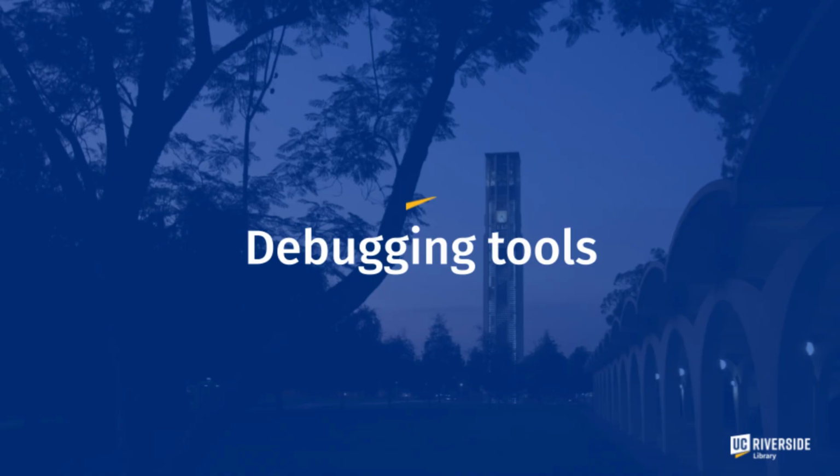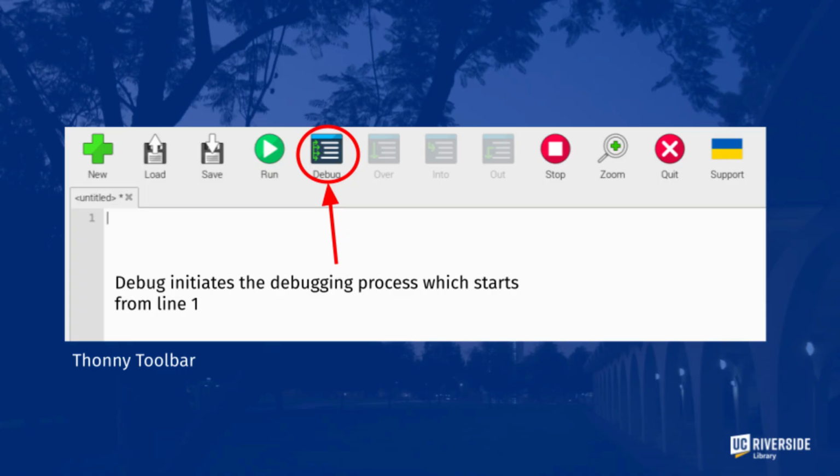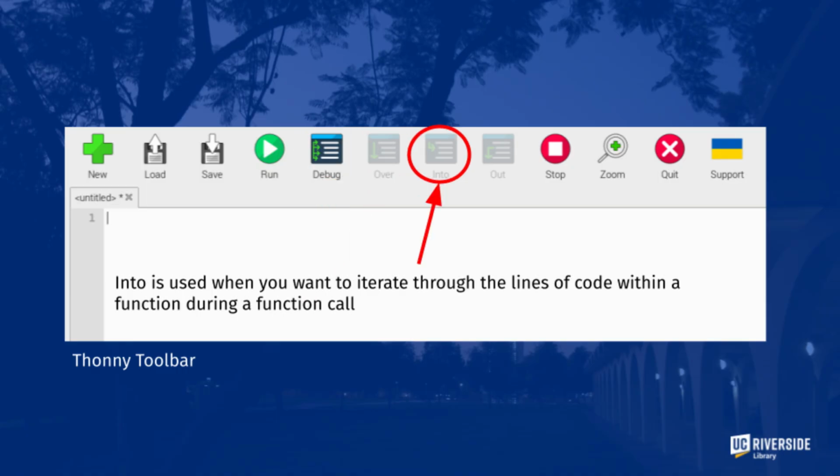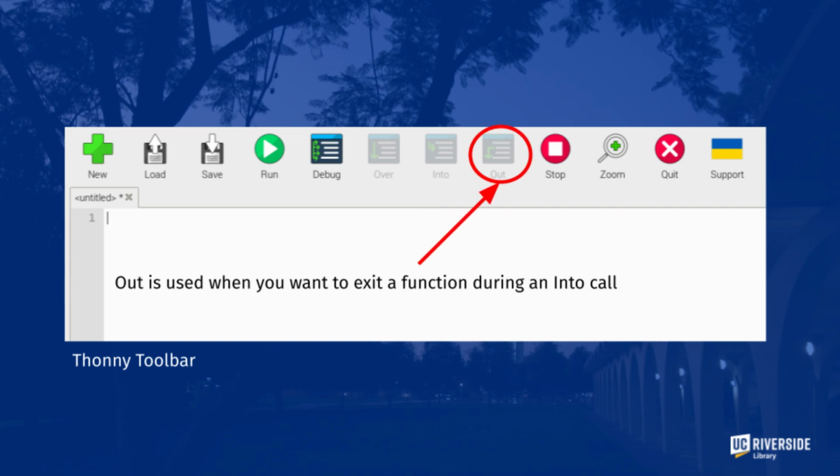Furthermore, there are also debugging tools when you have a larger amount of code. Debug initiates the debugging process, which starts from line 1. Over iterates to the next line of code. Into is used when you want to iterate through the lines of code within a function during a function call. Note that if you are just using the over tool when calling a function in your code, it will run the line, but it will not enter the lines during the call. And finally, out is used when you want to exit a function during the into initiation.